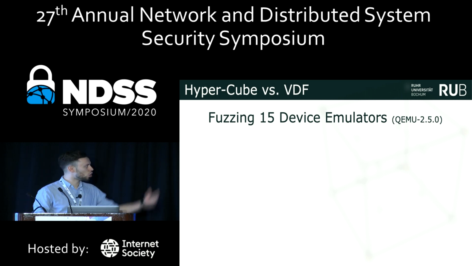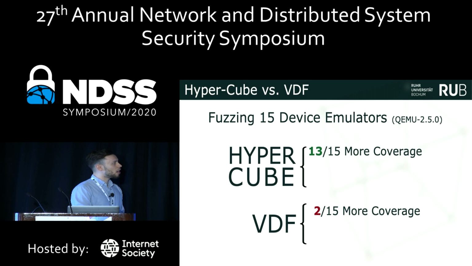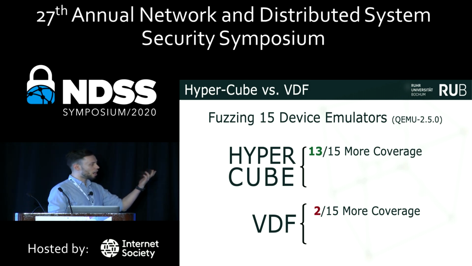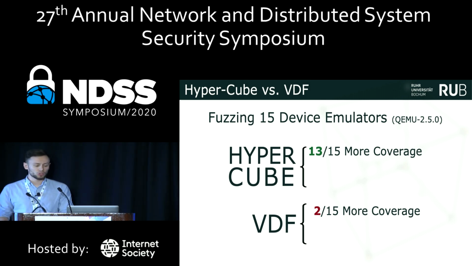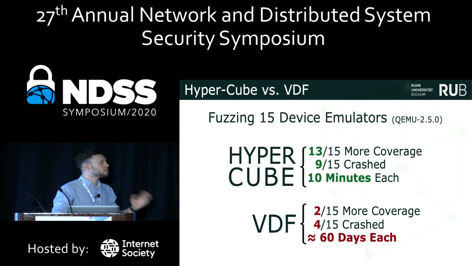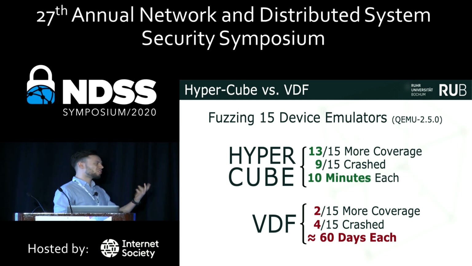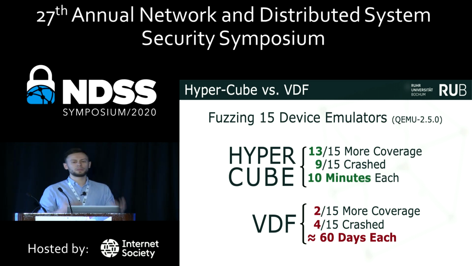We performed the evaluation on 15 device emulators. And here we go. In 13 out of 15 times, our approach was able to find more coverage. Same for the ability to find crashes. And what's interesting is that with our approach, we just run our fuzzer for 10 minutes each, whereas the AFL-based approach performed around 50 to 60 days. It really depends on the target.